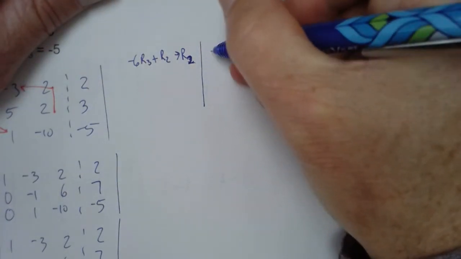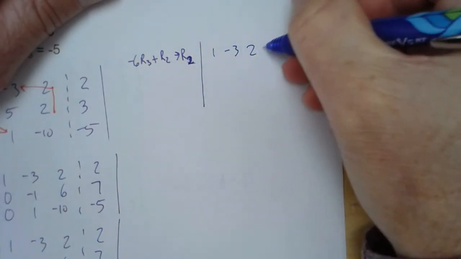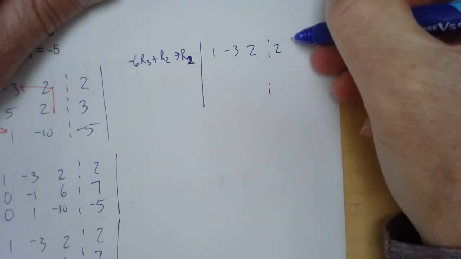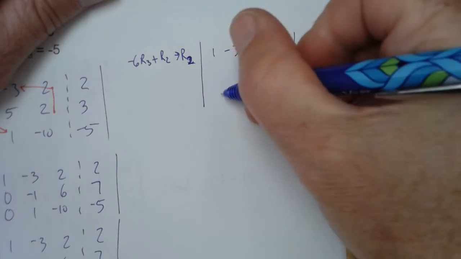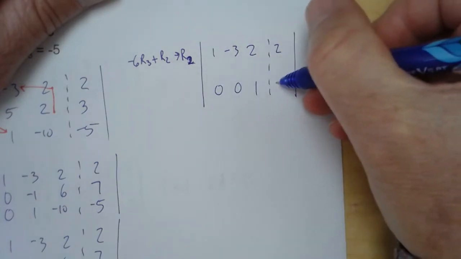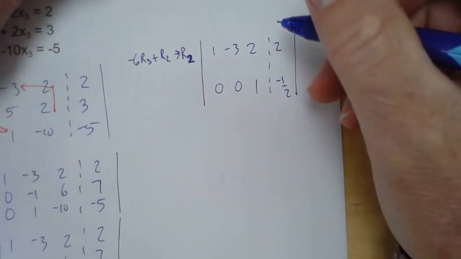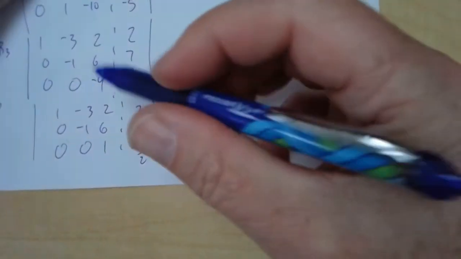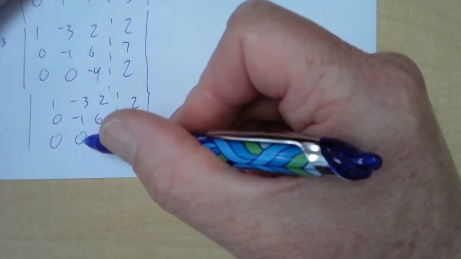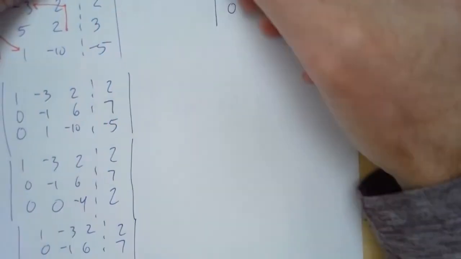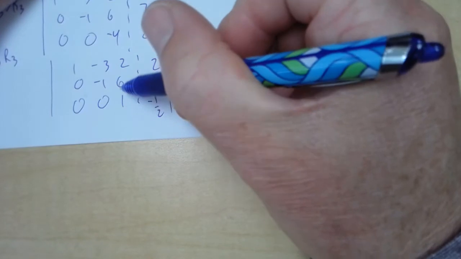Okay. 1, -3, 2, 2, 0, 0, 1, -1/2. Okay, so this is going to stay the same because -6 times that, 0 plus that. So that's going to stay the same. The 0 is going to stay the same. -6. That would be 0.